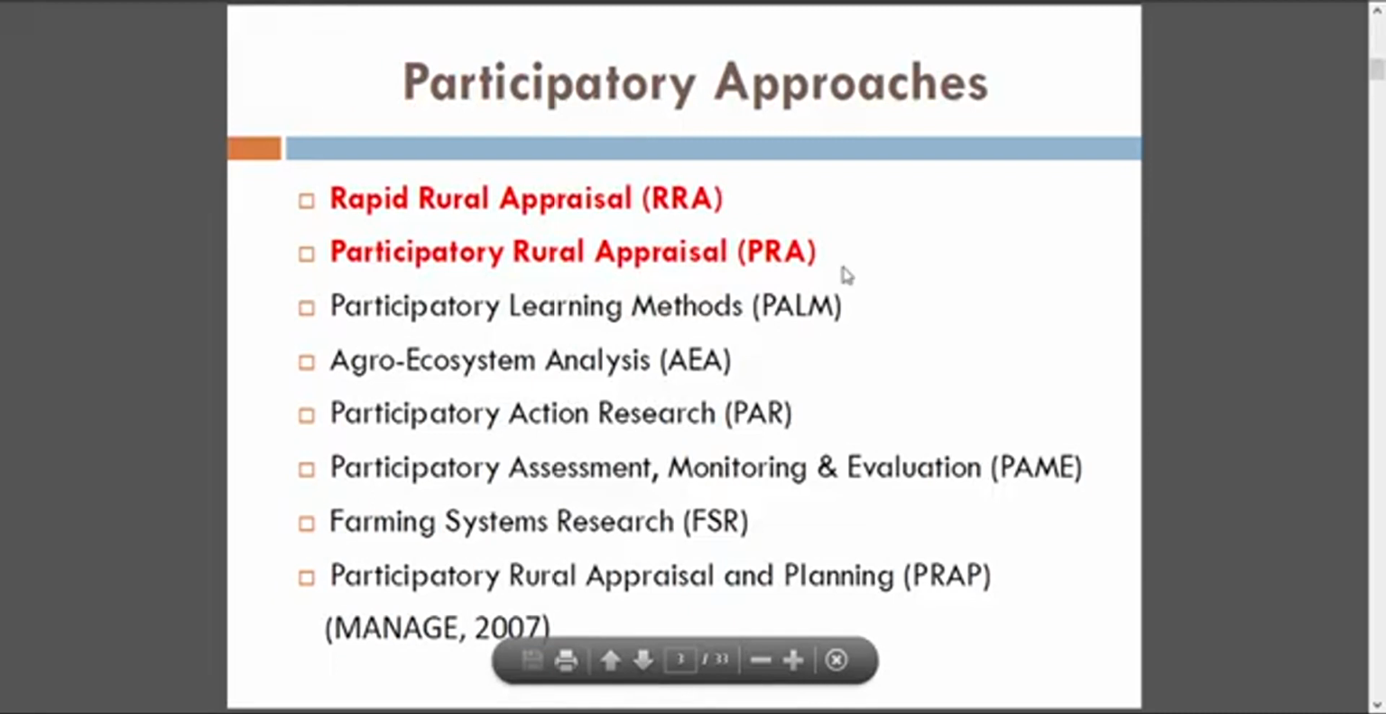Okay, then the participatory approaches. All these are approaches in participatory methods. Okay, so we will cover mainly rapid rural appraisal and participatory rural appraisal, but I will request you to go ahead and read more about the rest.